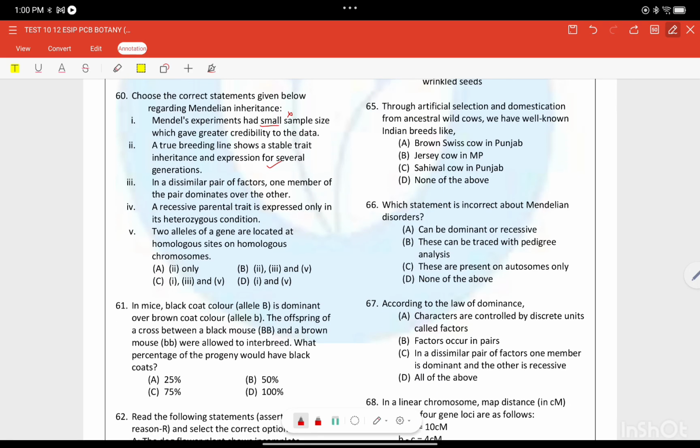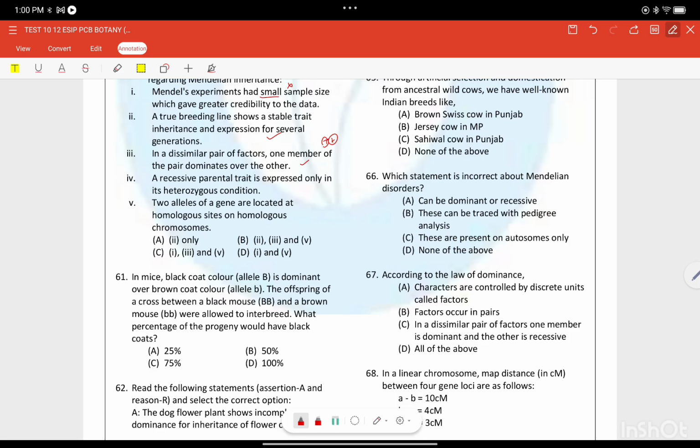In a dissimilar pair of factor, one member of pair dominates the other. Correct. Capital T, small t. Capital T is dominant, small t is recessive. A recessive parental trait is expressed only in heterozygous condition. It is only expressed in homozygous condition.